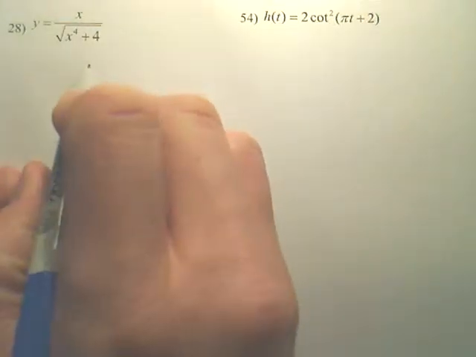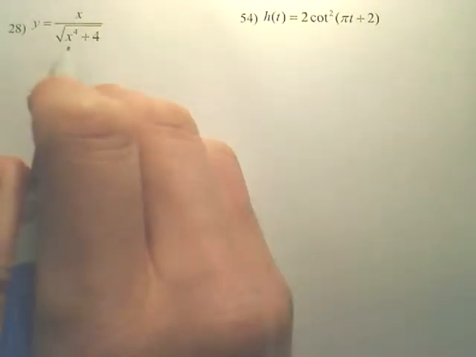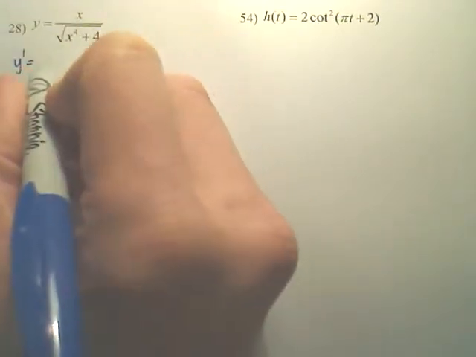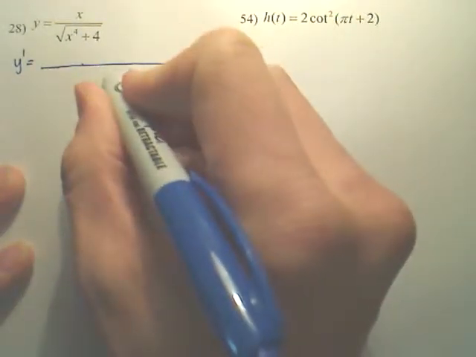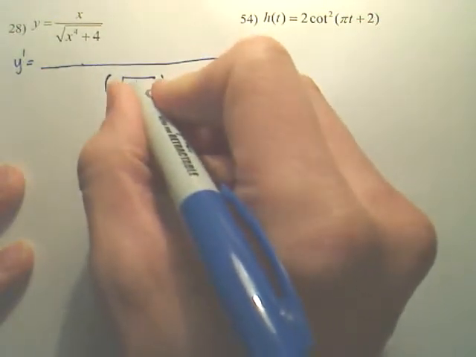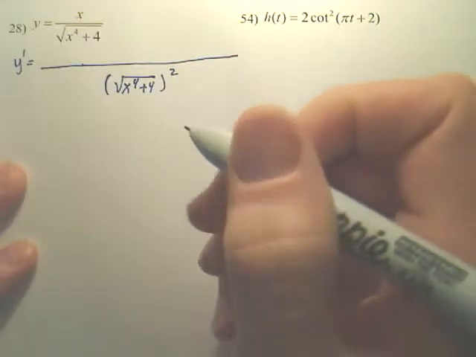To derive this, it's a quotient rule. And during the quotient rule, when you derive the bottom, you're going to have to use chain. So, to get y prime, it's a quotient rule. Be nice and long here. The bottom's going to be squared, which is, that one's actually kind of nice. When you square a square root, won't the square root drop off?